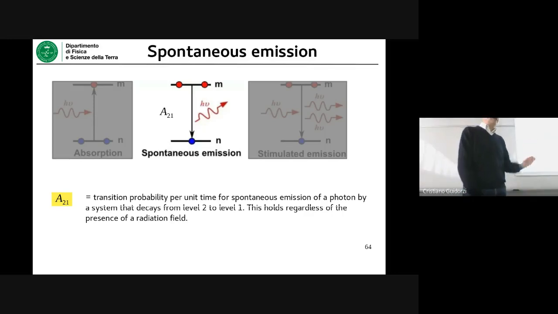So A21, again, I say it again, is the transition probability per unit time for a given system to go from 2 to 1, so to emit a photon. A photon, of course, with the same energy, with the energy h nu close to h nu 0, or within, having always in mind the line profile I was mentioning before.